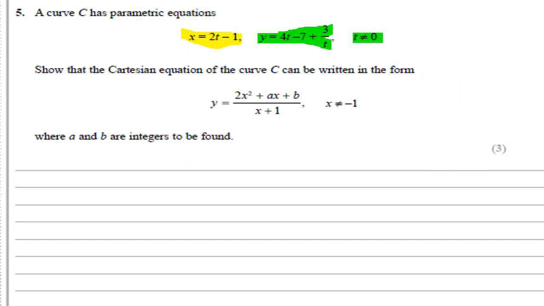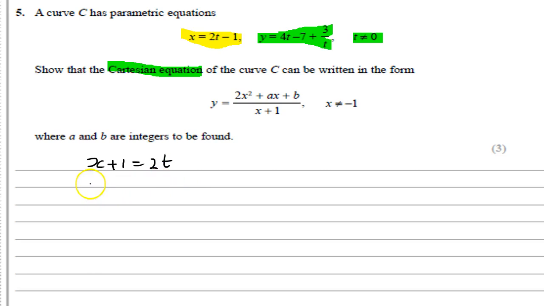Cartesian equation means, any idea what a Cartesian equation means? When you write an equation in terms of x and y, that is a Cartesian equation. Okay, so let's start solving this. From here we have x plus 1 equal to 2t.